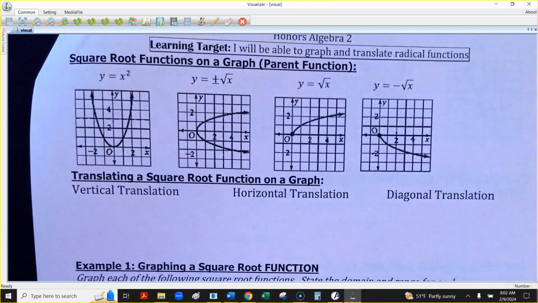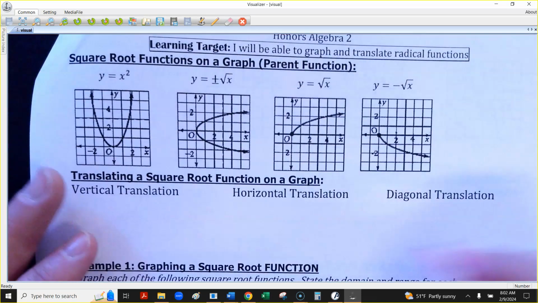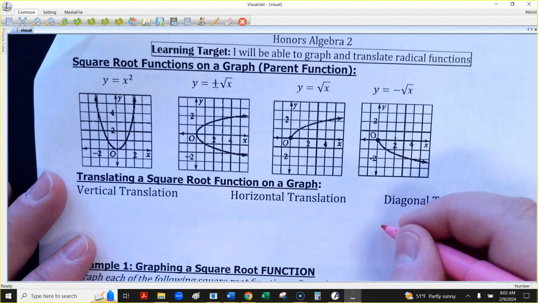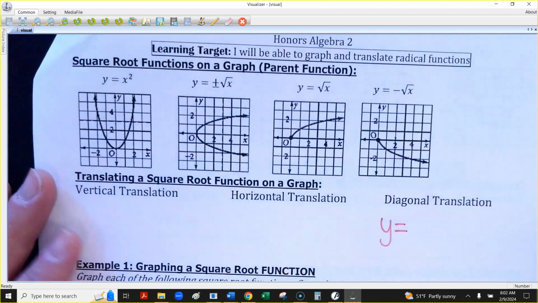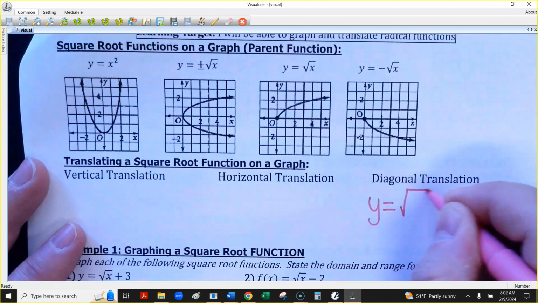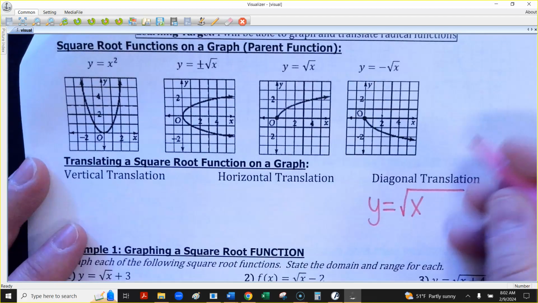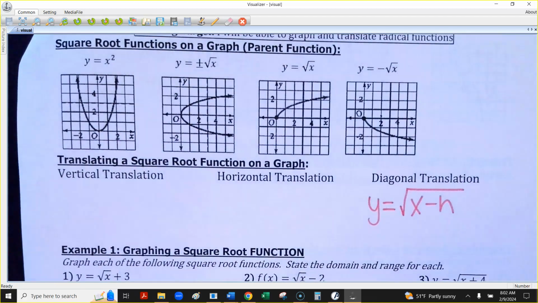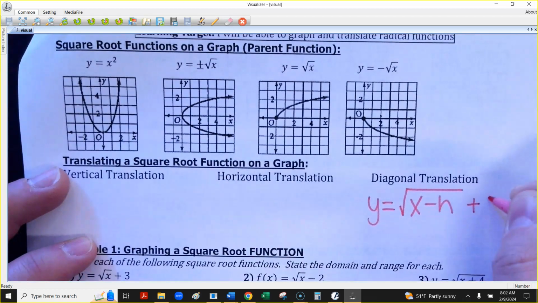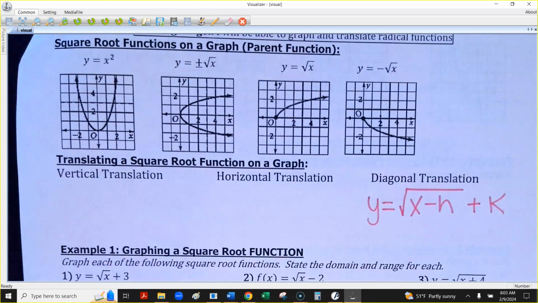Okay, I'm going to go all the way over here to where it says diagonal translation, and I'm going to write this in. So I'm going to write y equals, and under a square root, I'm going to write x minus h, and that minus h is under the square root. And then outside the square root, I'm going to put plus k. That diagonal translation is going to be a vertical translation and a horizontal translation within the same equation.